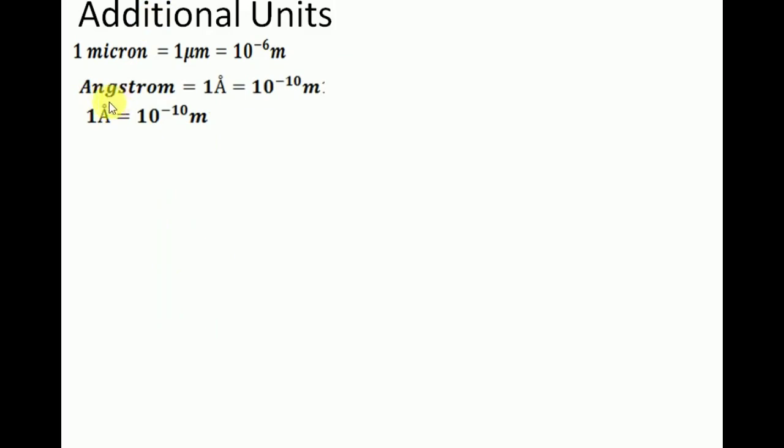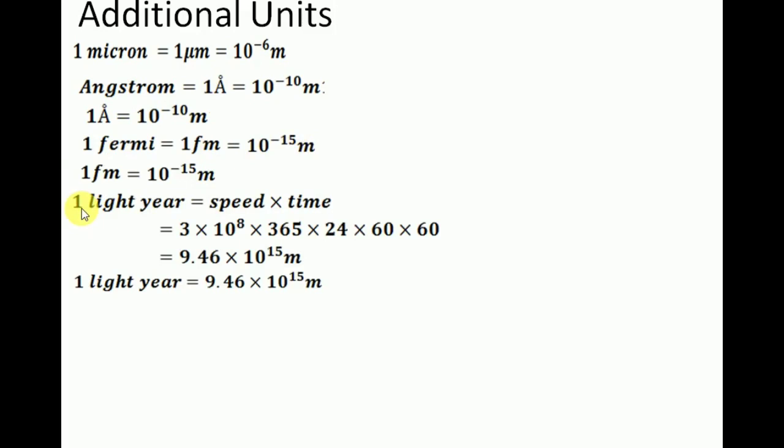Another unit is angstrom, that is 10 to the power minus 10 meter. When you write 1 A and 0 at the top of A, then it will automatically be 10 to the power minus 10 meter. Another unit is 1 Fermi, that is 10 to the power minus 15 meter. Another unit we will be using is light year. Light year means the distance covered by light in 1 year.